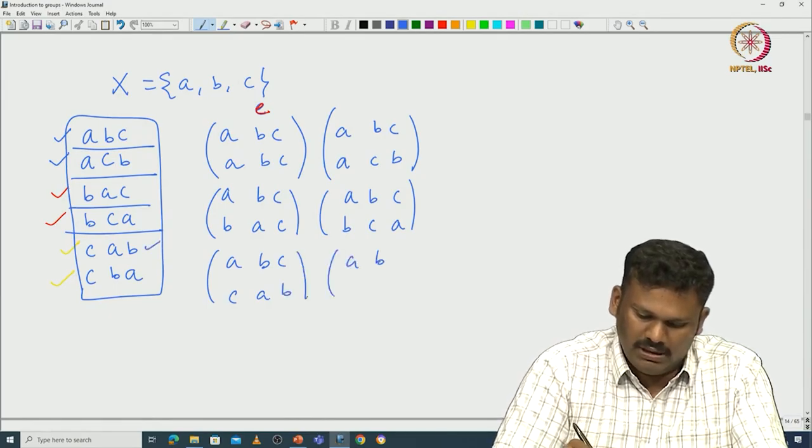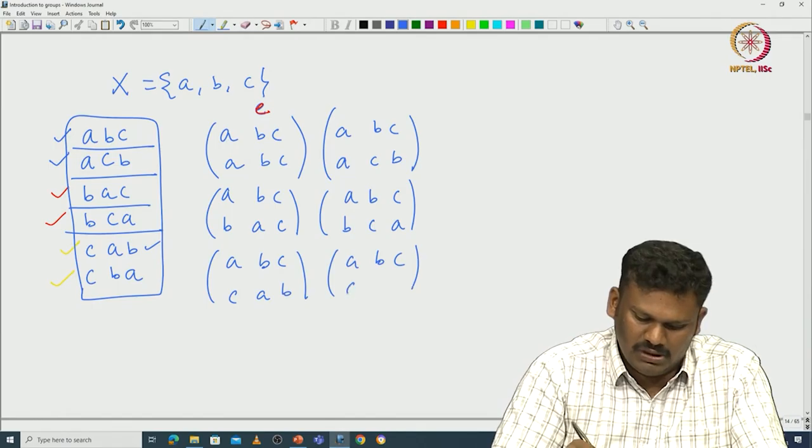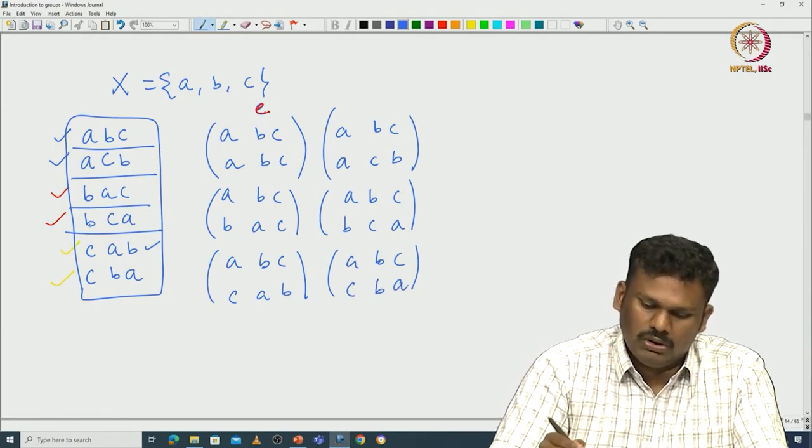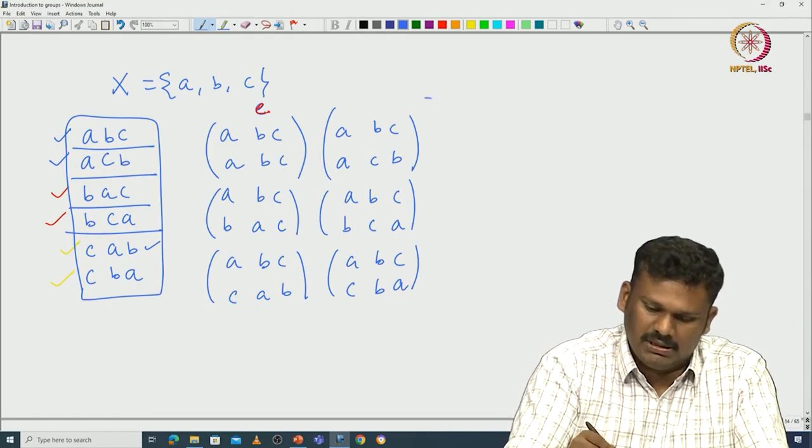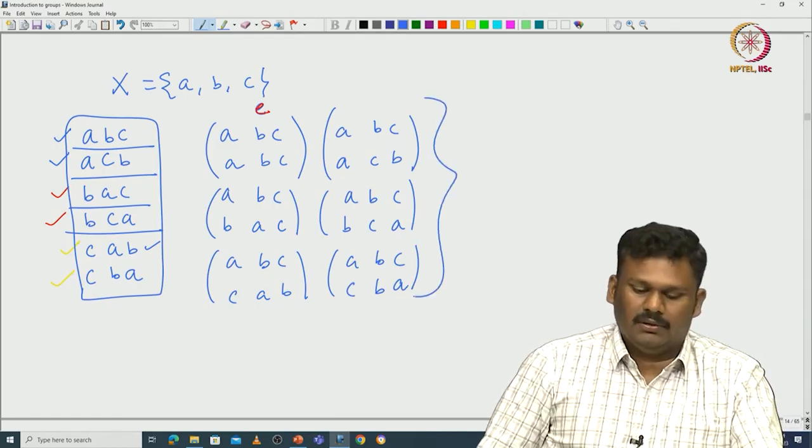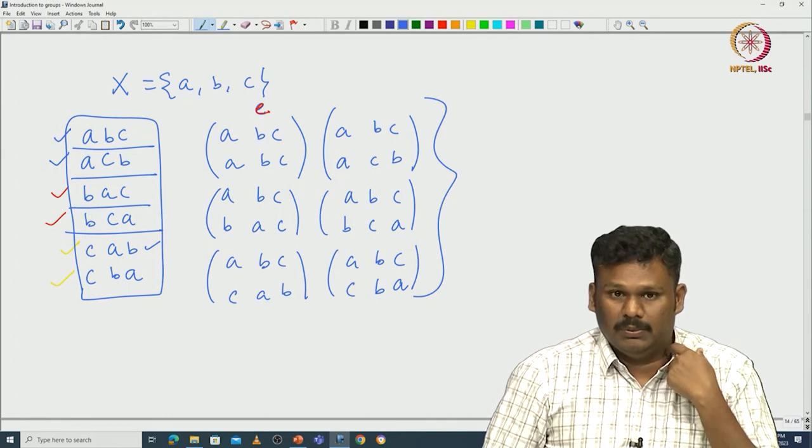And then you have ABC, and A goes to C, B goes to B, and C goes to A. So these are all the six elements that you get when you look at all permutations of ABC.